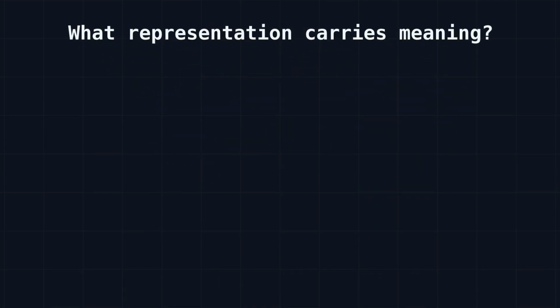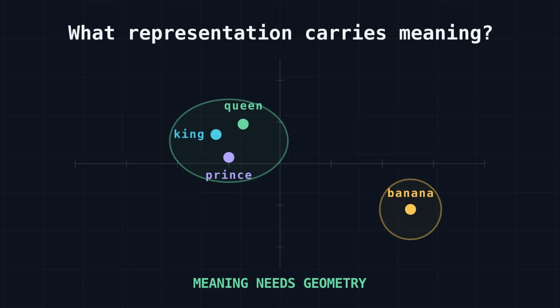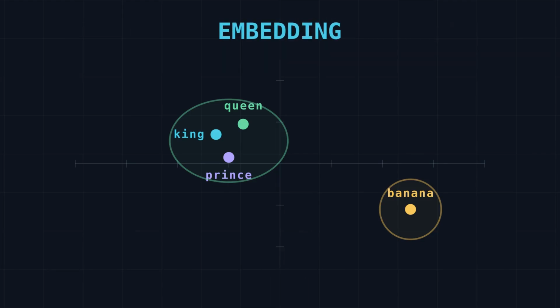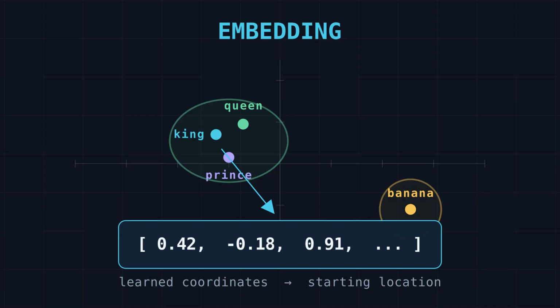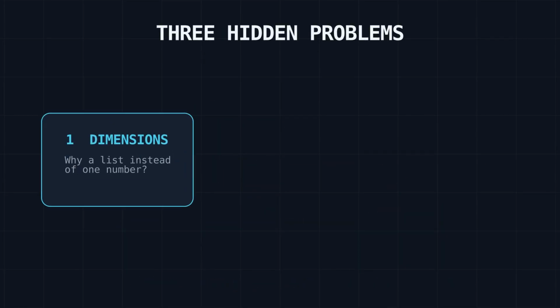They tell the model where to look, but they don't describe what it will find. So how does an LLM get from an arbitrary label to a representation where king can end up near queen while banana lives somewhere else? The answer is an embedding, a list of learned numbers that gives each token a starting location in a much larger space. That sentence hides 3 problems.